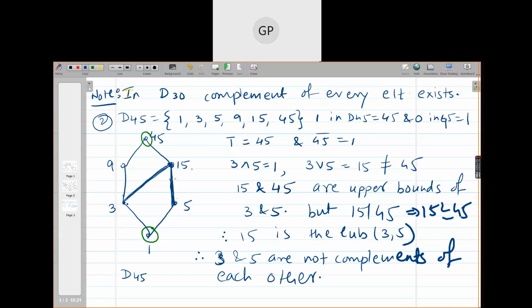I am not saying that 3 has no other complement, or that 5 has no other complement. But 3 and 5 are not complements of each other. Okay, let us go further. Let us move further. Can 5 have a complement with 9?